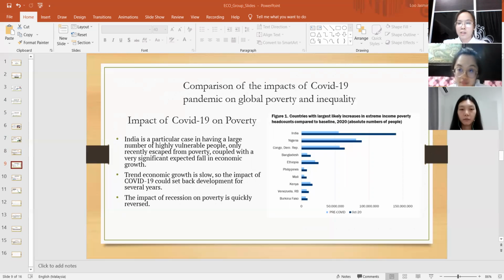India is a particular case in having a large number of highly vulnerable people who only recently escaped from poverty, coupled with a very significant expected fall in economic growth. India's per capita growth rate for 2020 has been revised downward to about negative 11% this year.